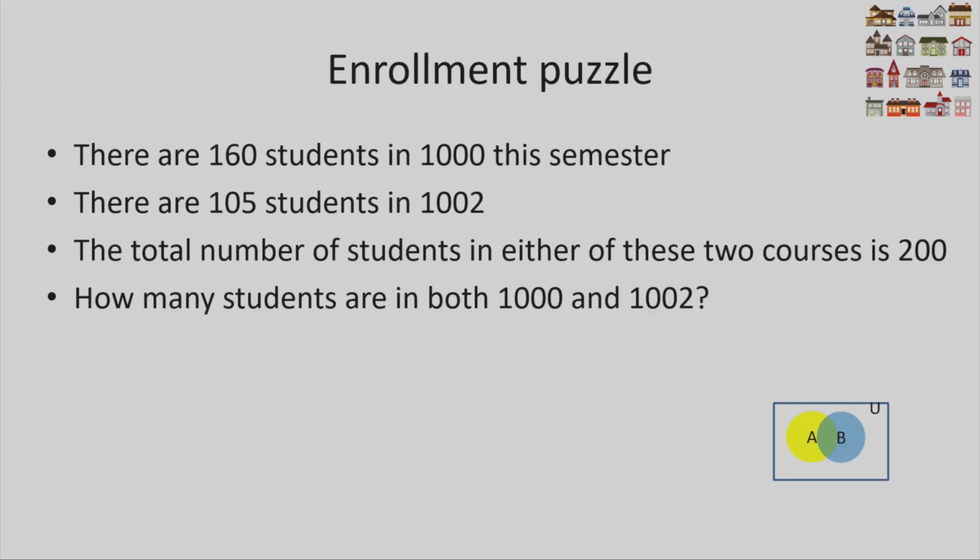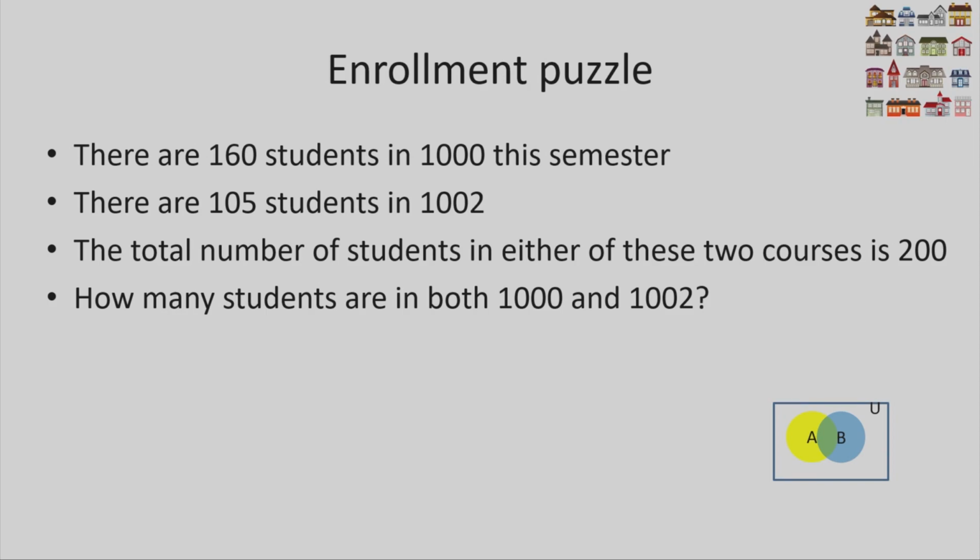So now let's use this notion of cardinality to solve the enrollment puzzle from last time. So this was the puzzle. There are 160 students taking COMP1000 this semester, and there are 105 students taking COMP1002. And you want to find out how many students are enrolled in both of them if you know that the total number of enrollments in those two courses is 200.